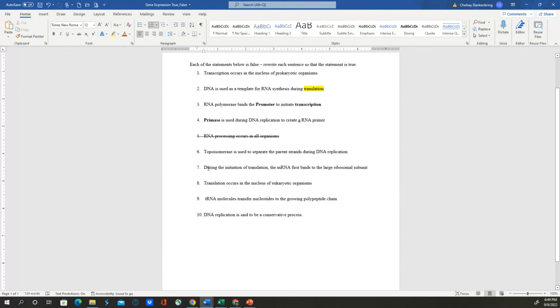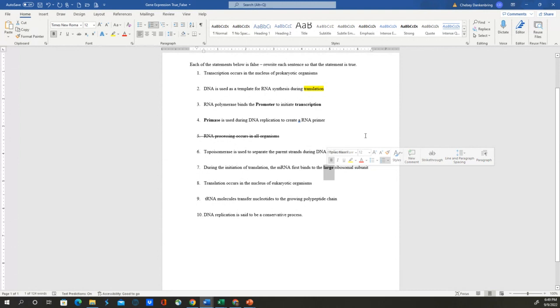Here's a picky question. This would be considered a hard question on the exam. During the initiation of translation, messenger RNA first binds to the large ribosomal subunit. What's wrong with that? Good. It binds to the small ribosomal subunit.